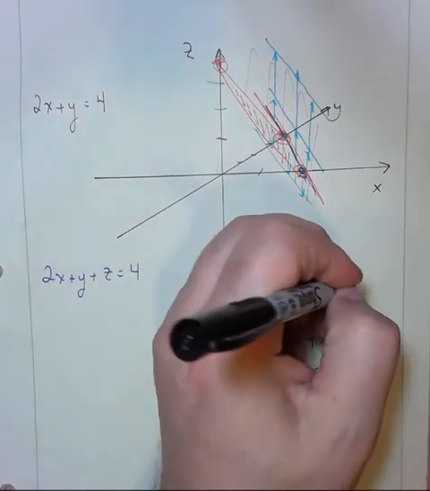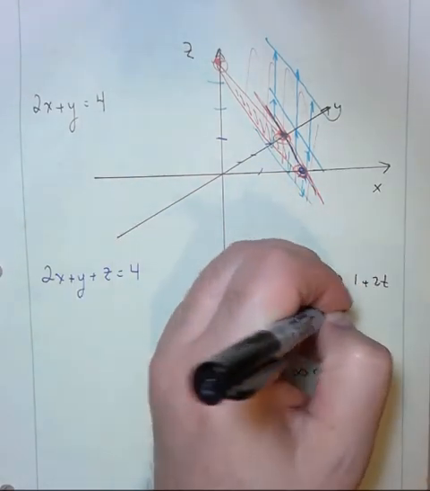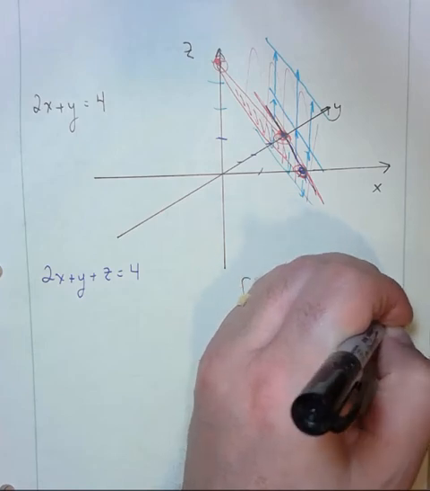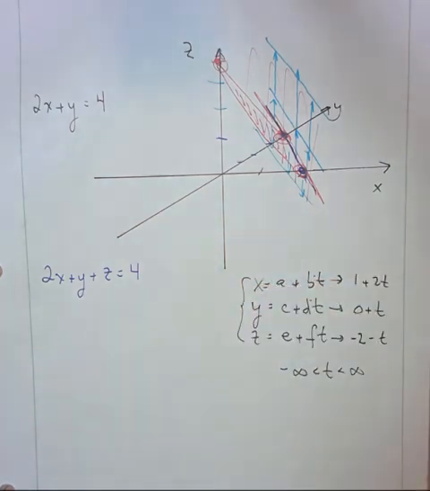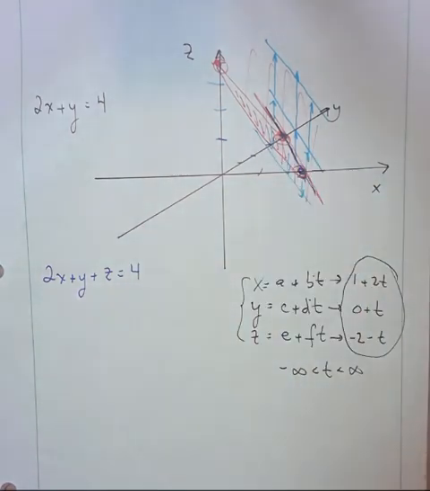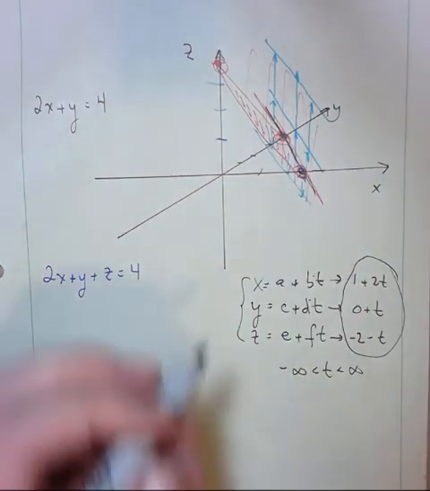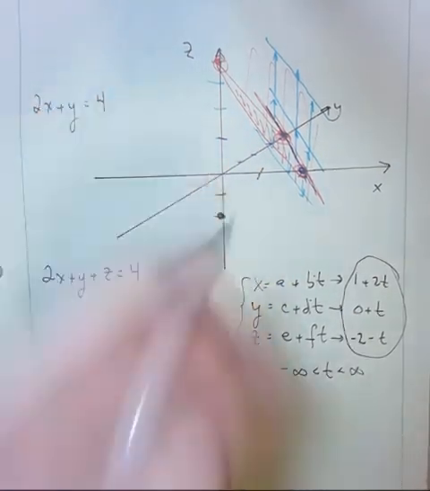So let's make up an example like that. How about 1 plus 2t for x, 0 plus t for y, and -2 minus t for z. When t is 0, you see we'll get the point 1, 0, -2. Well, that is up here at the point 1, 0, -2. So there is 1 point on the line.